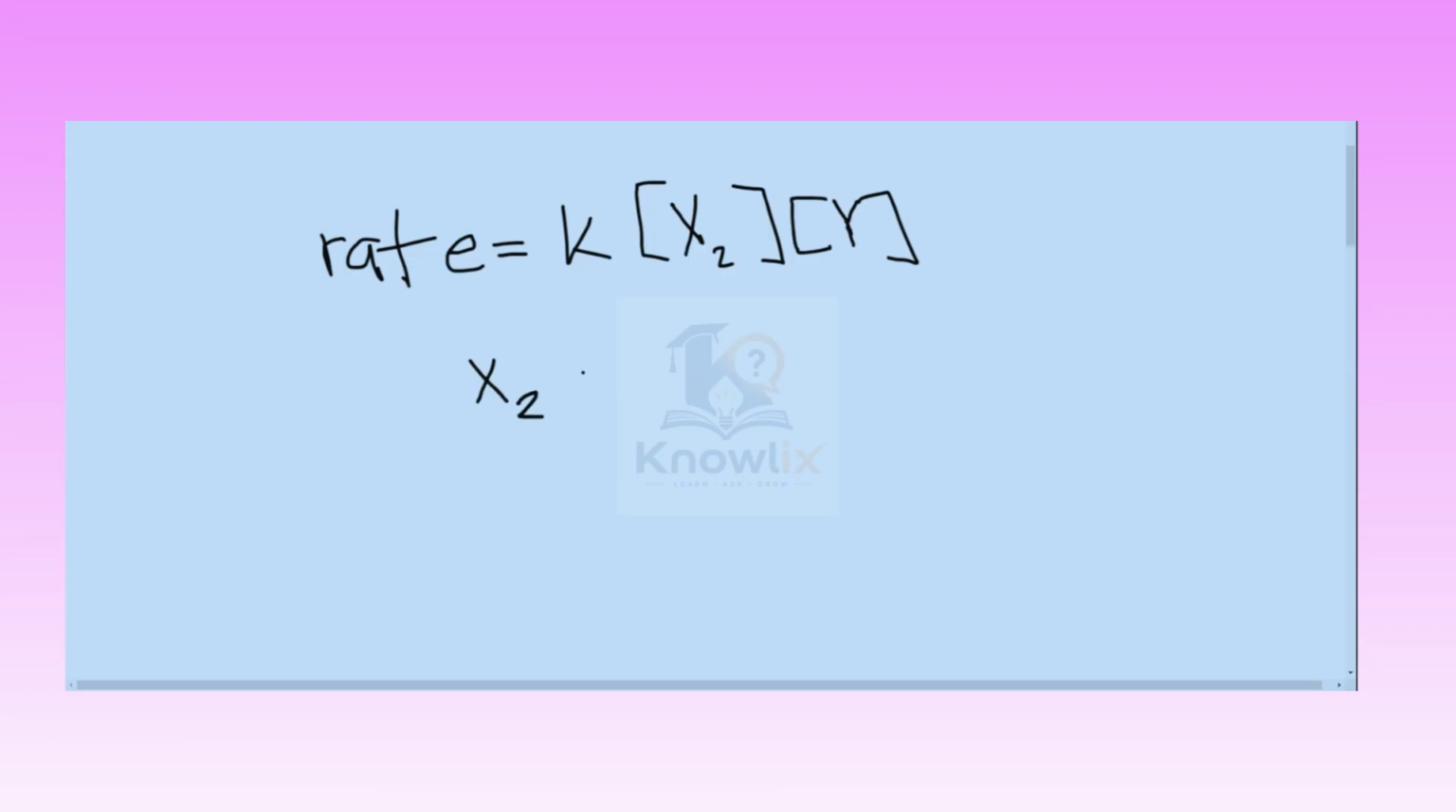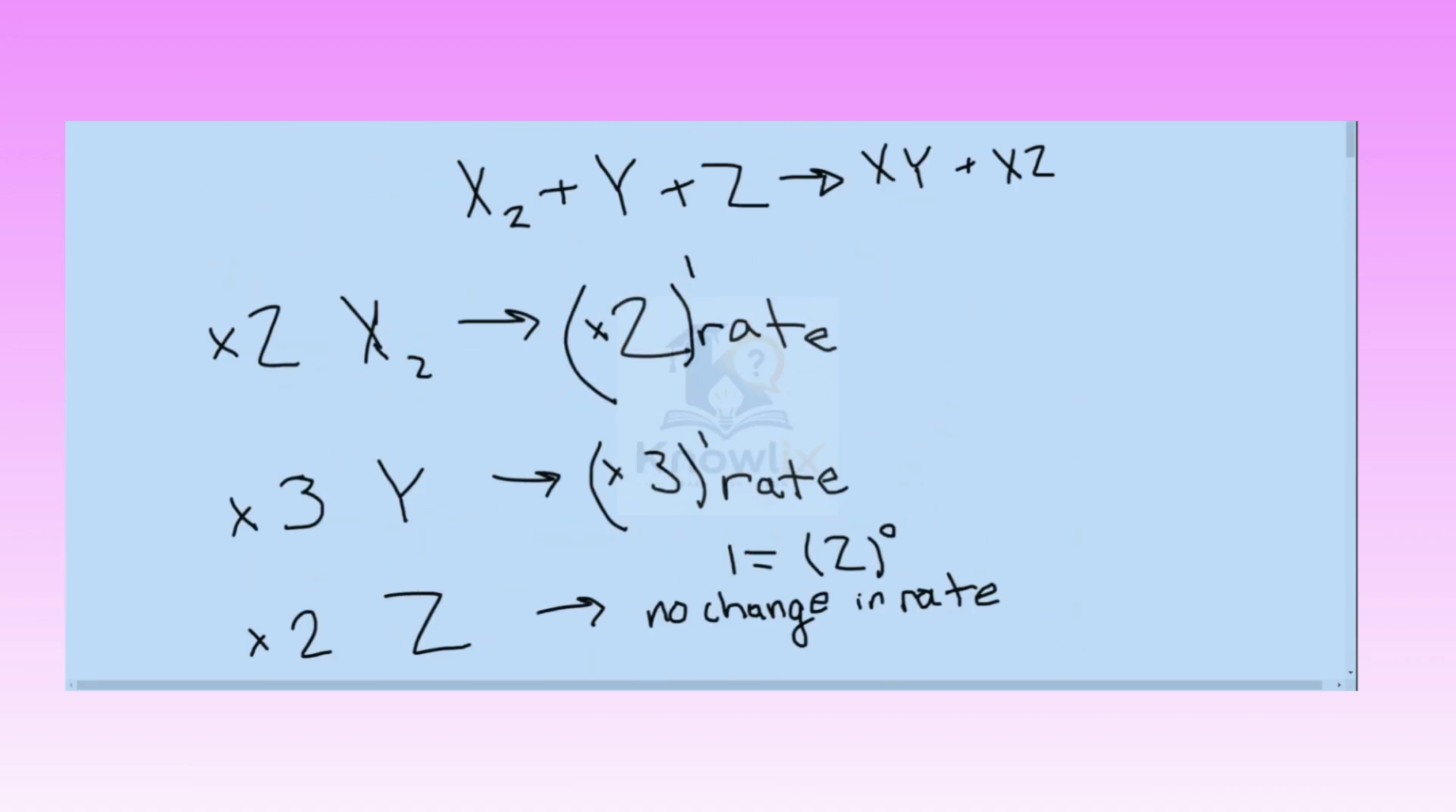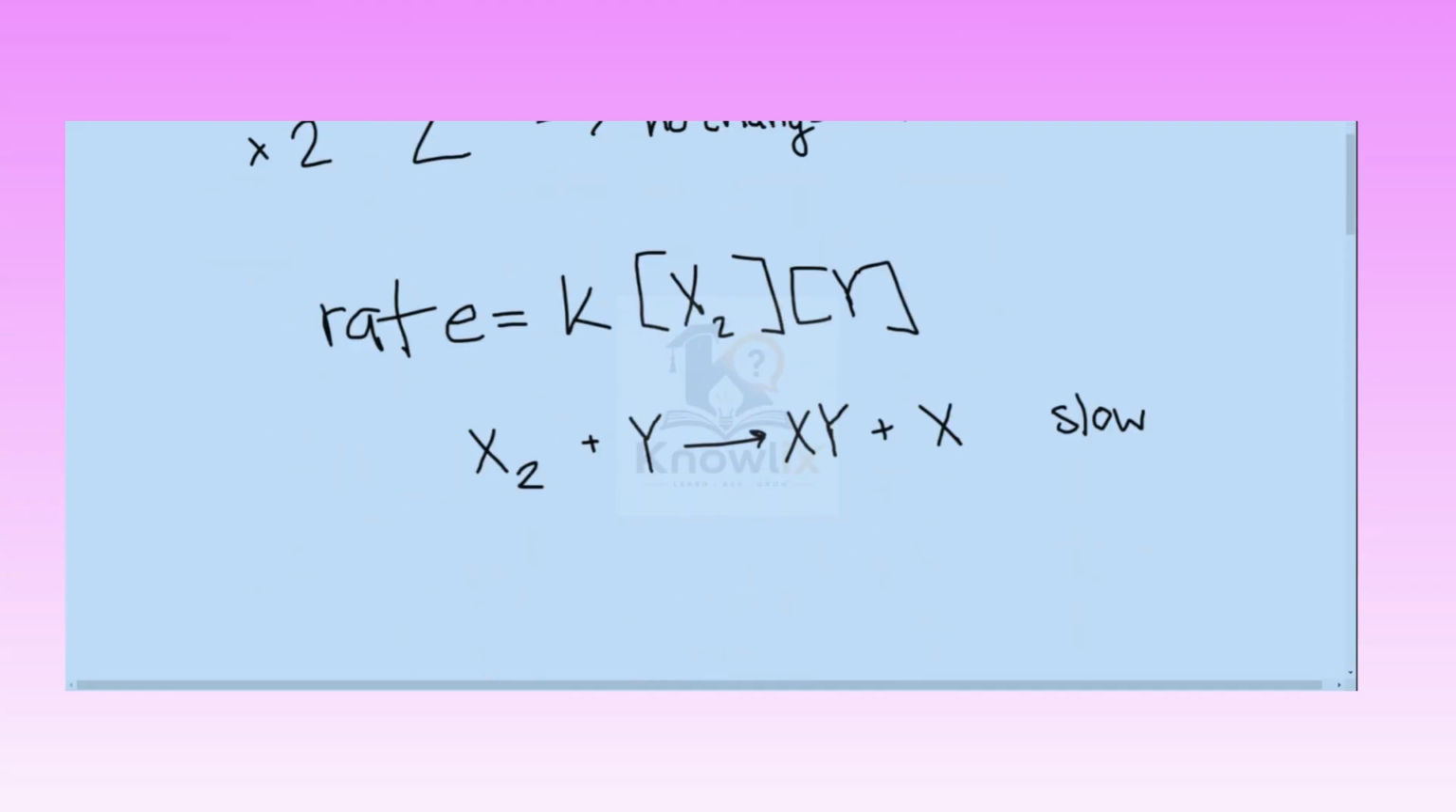So X would collide with Y to make XY and an X. And this would be our slow rate determining step. And that matches what we see here in the rate law. It also matches one of the products, but Z is also involved.